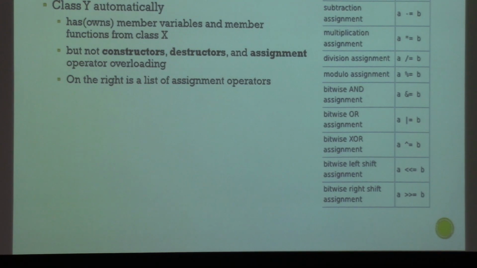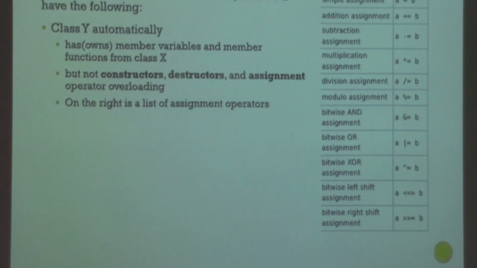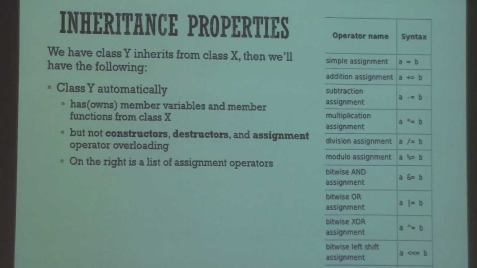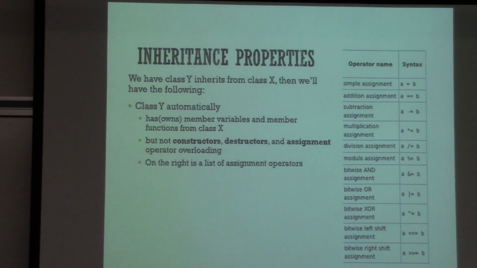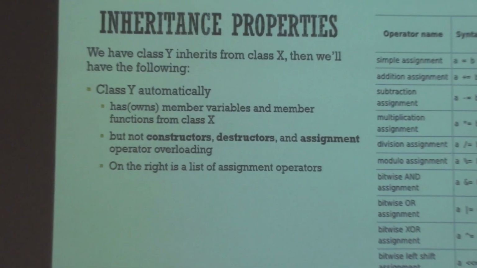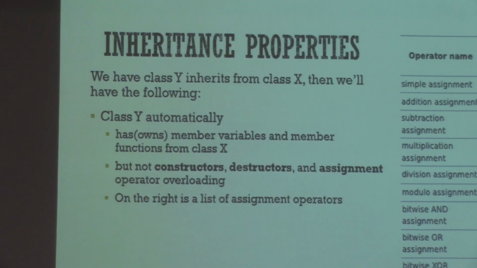All right, here's our two-page summary of the properties and rules of inheritance. So now I have two classes. Class Y inherits from class X. Now we have the following properties. One, class Y automatically owns all the members of the base class. Member functions and member variables are the same; you immediately have a copy.